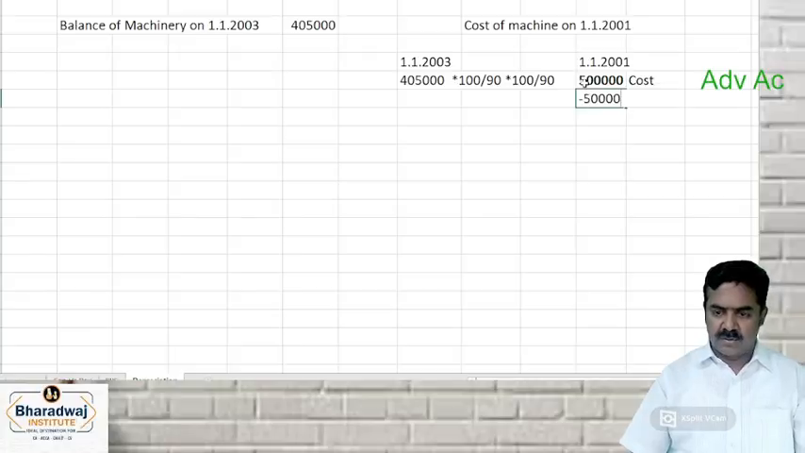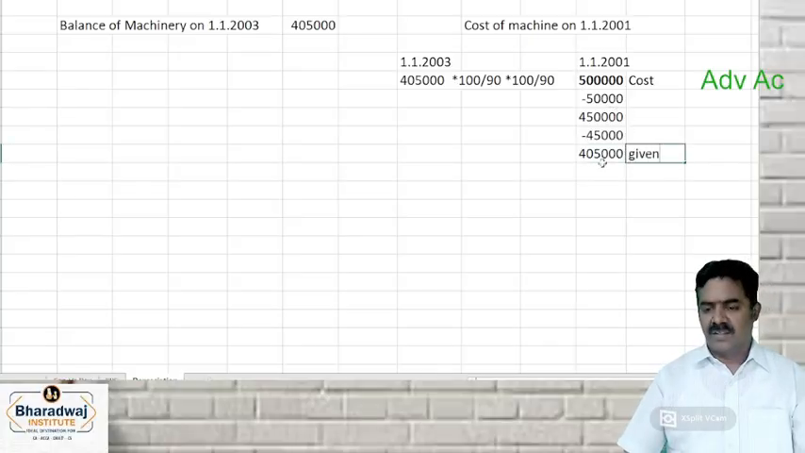10% போட்டா 50,000 வரும். பேலன்ஸ் எவ்வளவு இருக்கும்? 4,05,000. 4,50,000. அதுக்கு 10% போட்டு என்ன வரும்? 45,000. அதோட வேல்யூ வந்து 4,05,000. This is what is given in the question.